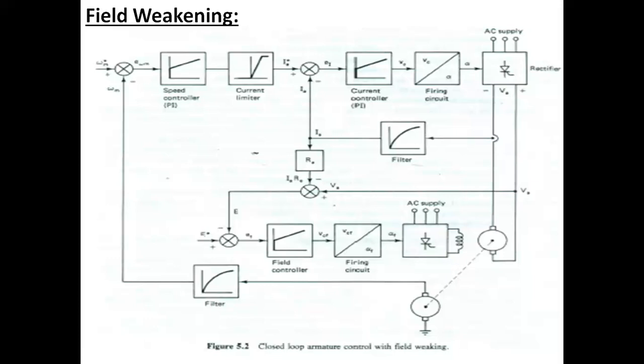Now we have a reference speed omega m star. It is set for a speed which is above the base speed. That means a positive error is produced in the current reference, and it is set for higher values also. Now the motor will be accelerating and the back EMF E will be increasing and the field control loop error ER will be decreasing. So this decrease will decrease the field current. So the motor speed continues to increase.